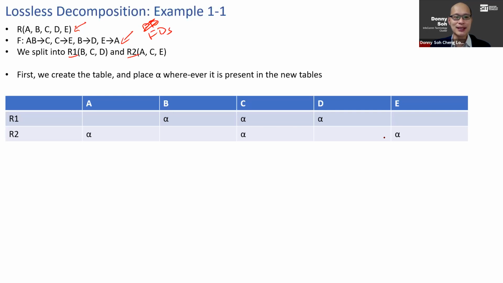The next thing that we want to do is check whether I am able to use the algorithm to have one entire row that is full of distinguished variables. In that case, what we do is go through my functional dependencies one by one. So let's try to do that now.